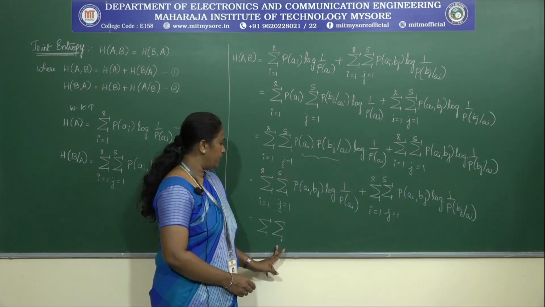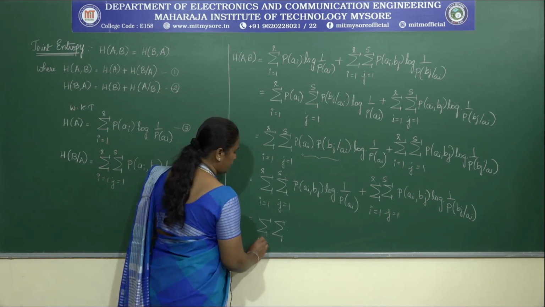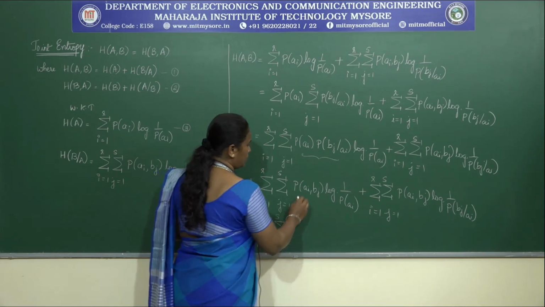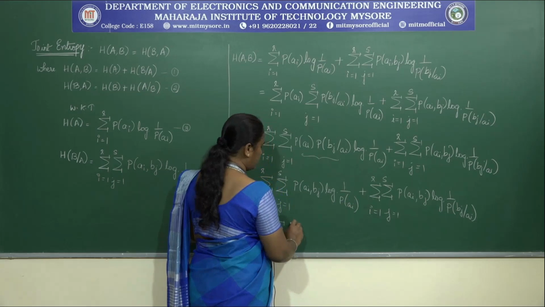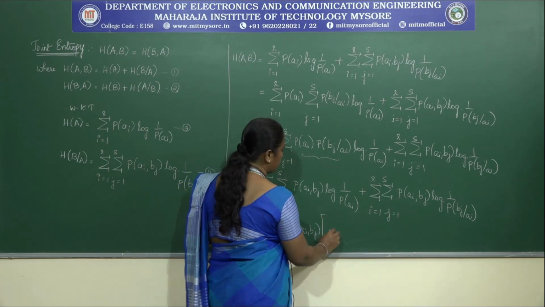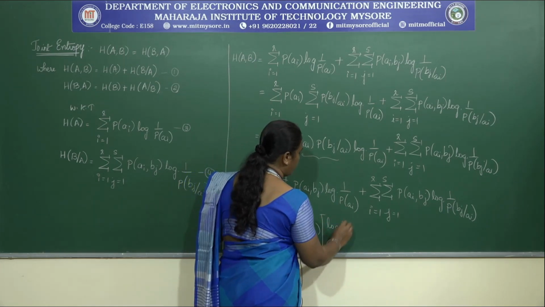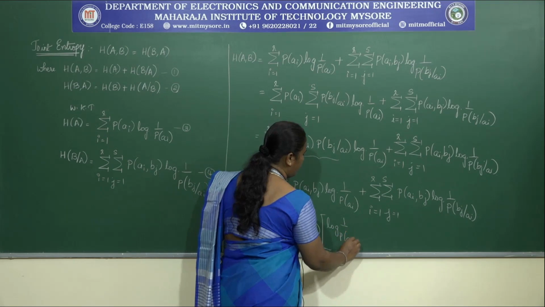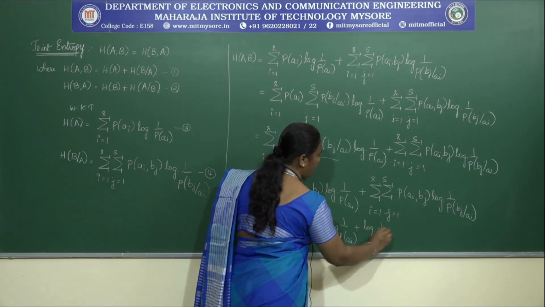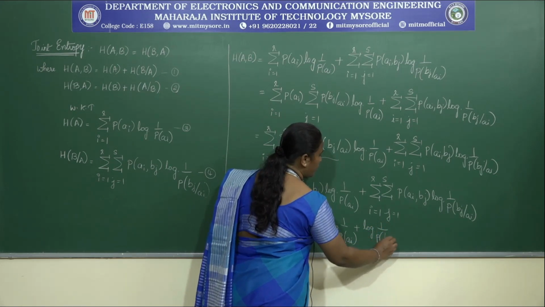This can be further represented as double summation of I is equal to 1 to R, J is equal to 1 to S. So what is common here? It is the double summation I have taken out, and P of AI comma Bj is common. The rest is log of 1 by P of AI plus log of 1 by P of Bj by AI.